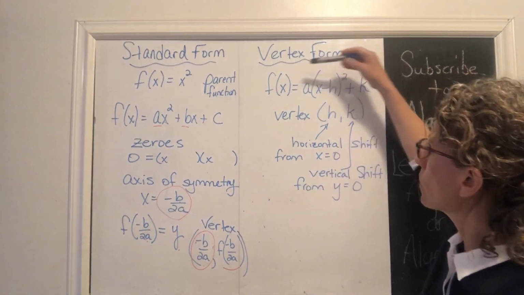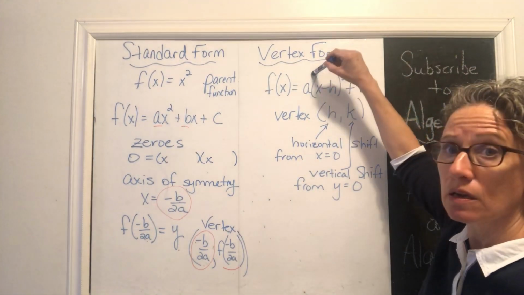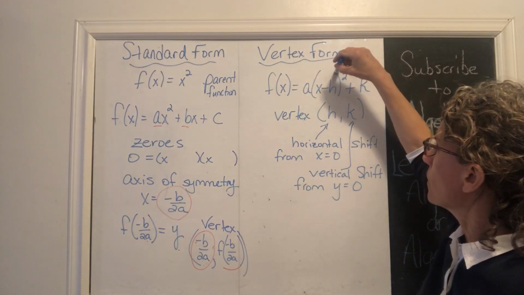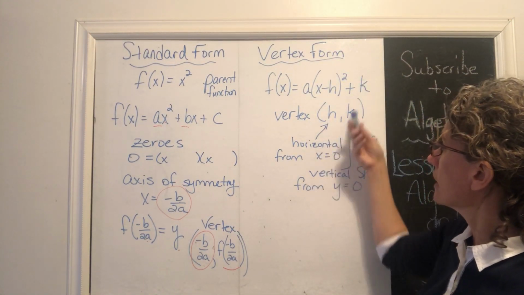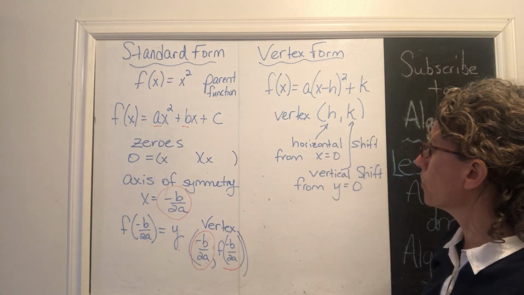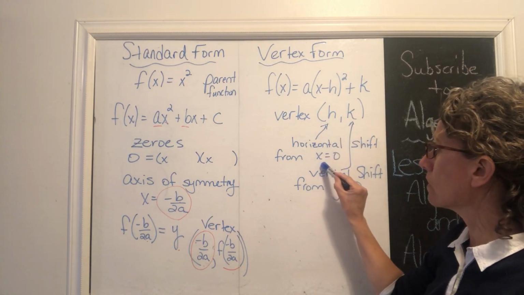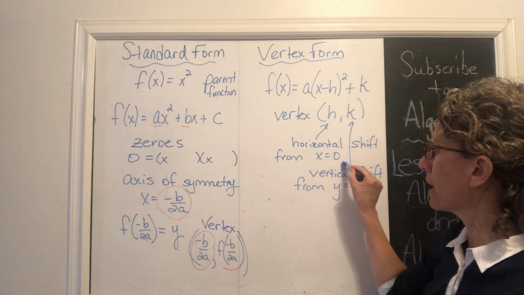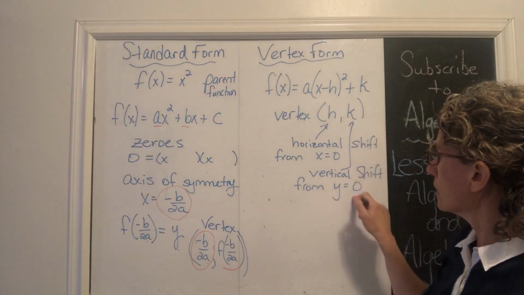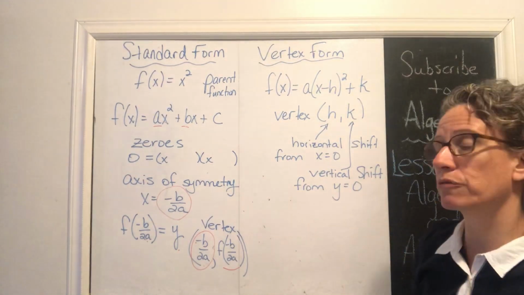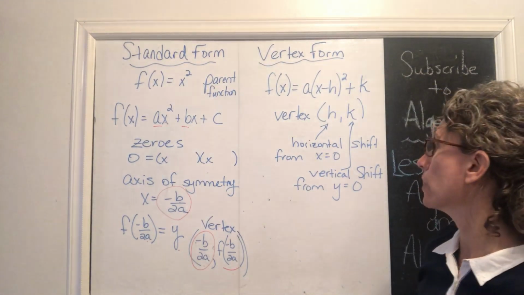The vertex form is f of x equals a times x minus h quantity squared plus k. The vertex is h, k, so that's a coordinate point. The h represents the horizontal shift from x equals 0, the parent function, and the k represents the vertical shift from y equals 0.